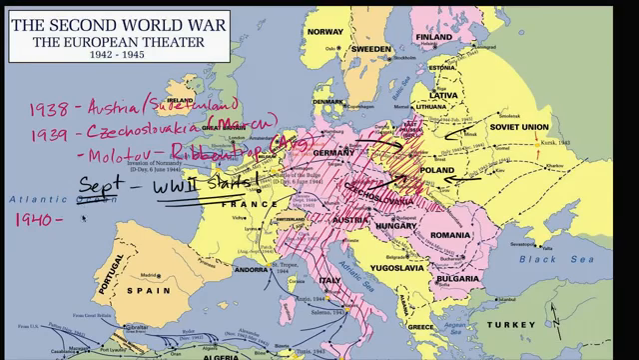So in April, you have the Germans invade Denmark and Norway. Let me make sure I spell that right. So Germany invades Denmark and Norway. This is April of 1940. And then you have May of 1940. Germany invades the Netherlands and Belgium.